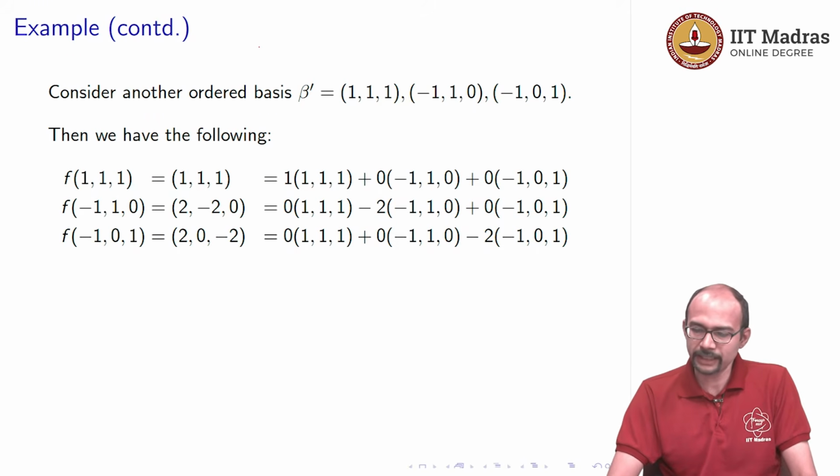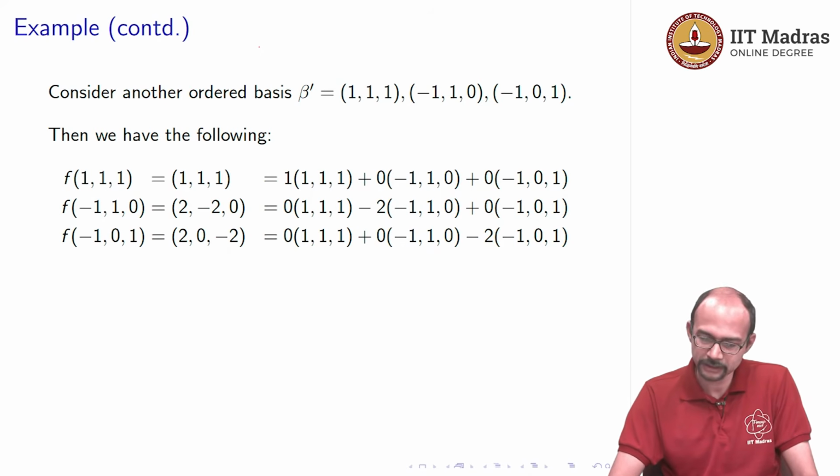So in that case we get f of (1, 1, 1) is minus 1 plus 1 plus 1, 1 minus 1 plus 1, 1 plus 1 minus 1, which is (1, 1, 1). So which is the first vector itself. So this is 1 times (1, 1, 1) plus zeros for the zeros in the coefficients for the other vectors.